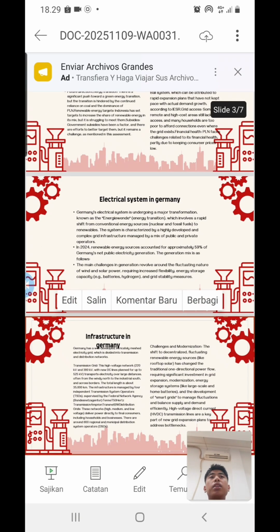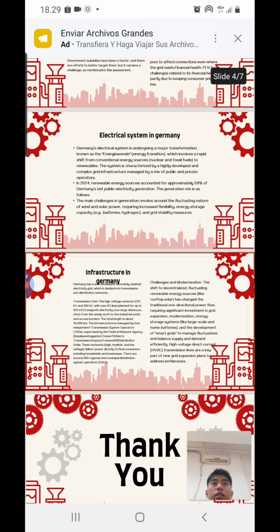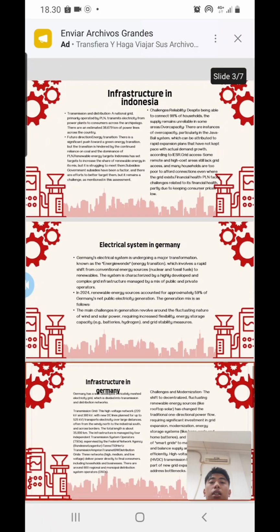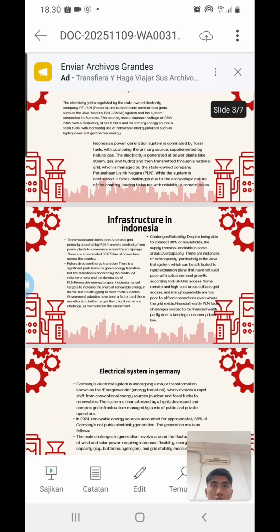The challenge is reliability. Despite being able to connect 98% of households, the supply remains unreliable in some areas. Overcapacity: there are instances of overcapacity, particularly in the Java Bali system, which can be attributed to rapid expansion plans that have not kept pace with actual demand growth, according to IESR.